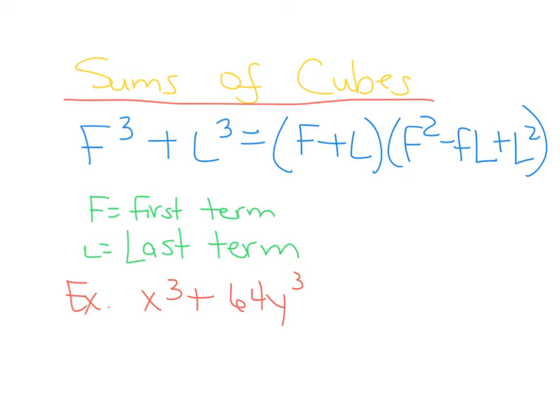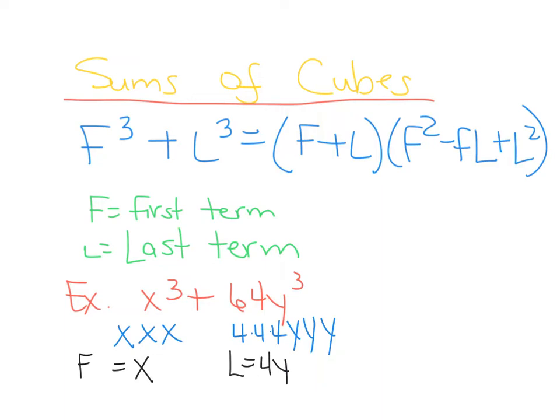So the first thing you have to ask yourself is, are these two perfect cubes? Well, x cubed, the answer is yes, because it's technically x times x times x. 64y cubed. Well, of course, y cubed is y times y times y. 64, you've got to know your cubes here. So 64 is really 4 times 4 times 4. So if I said, what's the cubic root of x cubed? The answer would be x. That would be your first term. And your last term, the cubic root of 64y cubed, is technically 4y. So your last term is 4y.